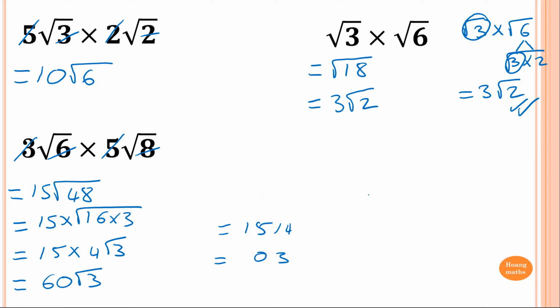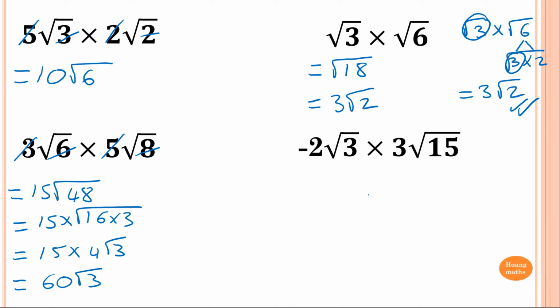Next one, I just clear this so I can have space to work on. This one here. All right, negative root 3 times 3 root 15. So minus 2 times 3, so minus 6. Okay, 3 times 15 is 45. So 45 here. I'm about to write 49. Sorry. So it's 45.